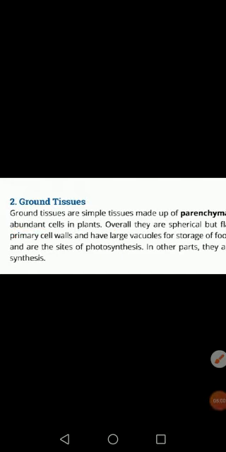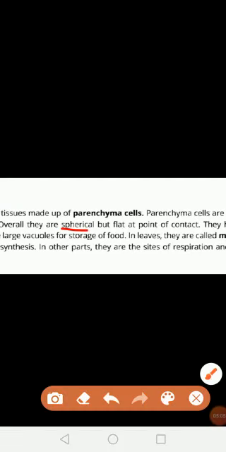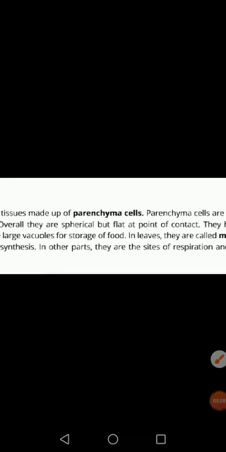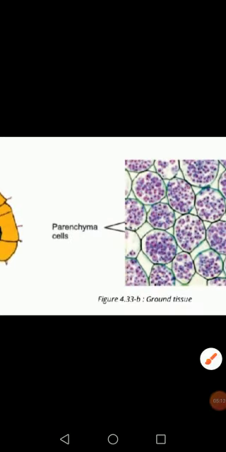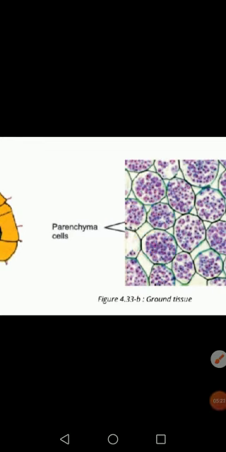The shape of the ground tissue cells is spherical, but flat at the point of contact. Their shape is spherical, but when they contact other cells, they become flat. So the overall shape of ground tissue cells is spherical.